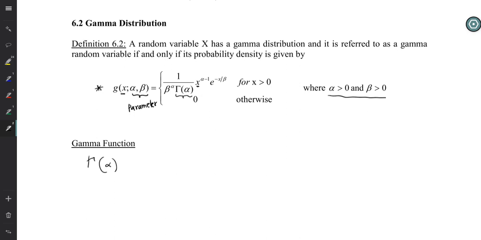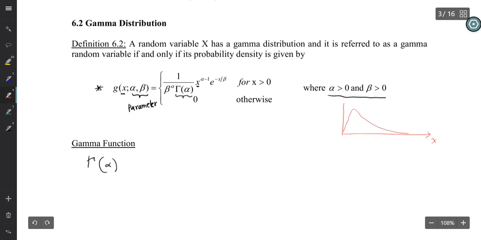So you can guess about the shape of the gamma distribution. It is a skewed one, only the positive values of x, and it will look like this. Depending on the values of alpha and beta, you will end up with different types of skewed distributions, different shapes and locations for your gamma distribution or your random variable x. And it is always e to the negative, so you have the exponential decay.